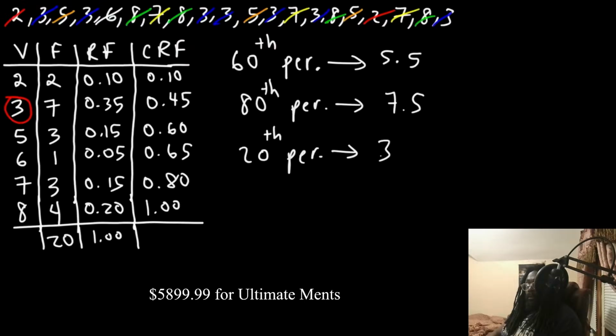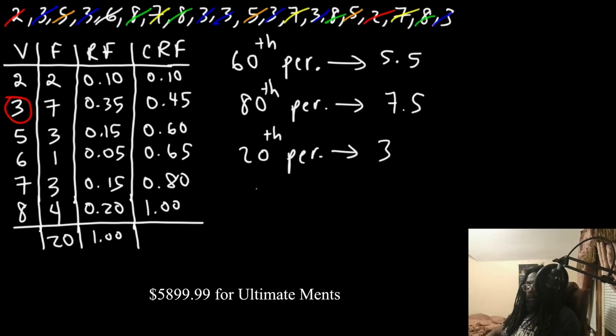To explain it better, it's important to understand that between 0 and 0.10, the value is 2. Between 0.10 and 0.45, the value is 3. Now, if your percentile falls between 0.45 and 0.60, not including 0.45 and 0.60, then it's going to be 5. It's going to be 6 if it's between 0.60 and 0.65. And it's going to be 7 if it's between 0.65 and 0.8.